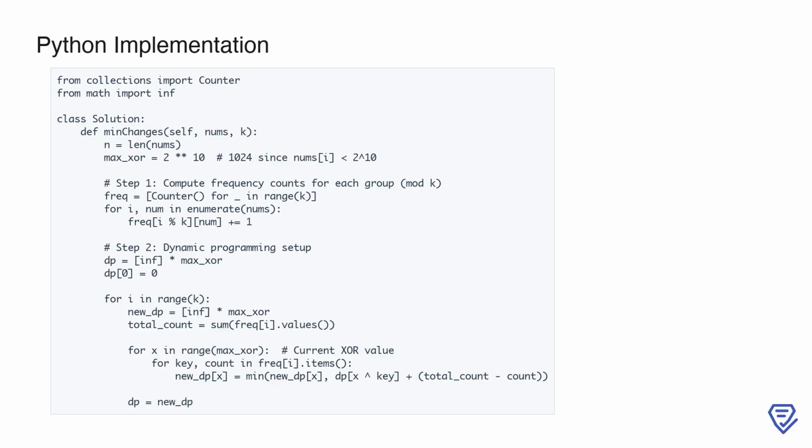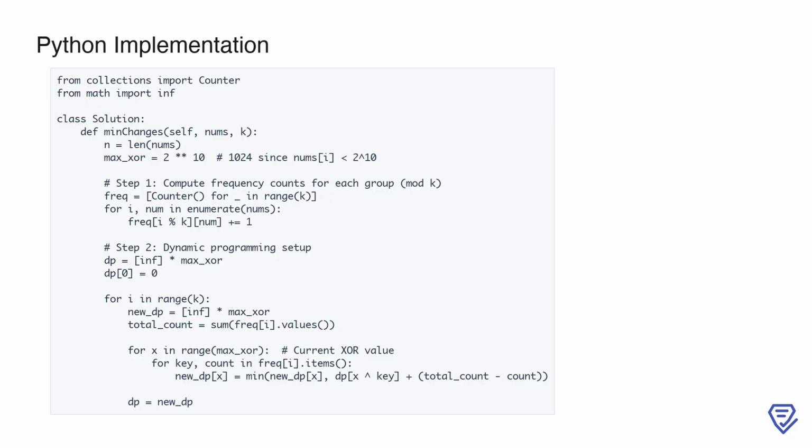Here, we start by importing the necessary modules. The Counter class from the collections module helps us efficiently count the frequency of numbers, and INF from the math module represents an infinitely large value that we'll use in our dynamic programming setup. Then, we define the Solution class and its min_changes method, which takes the input list nums and an integer k. The variable n holds the length of the input list, and max_XOR is set to 2^10, which is 1024. This represents the maximum possible XOR value since the problem states that numbers in nums will be less than 2^10.